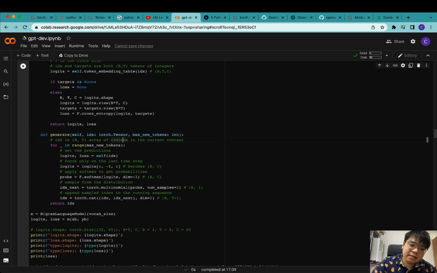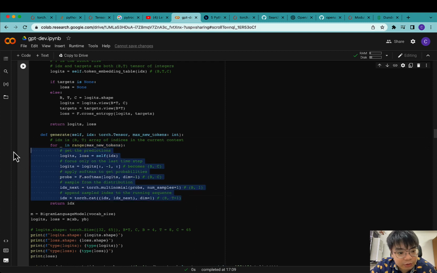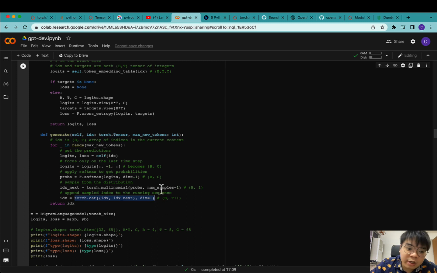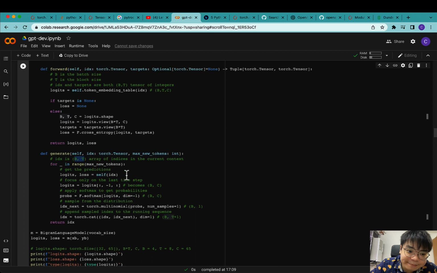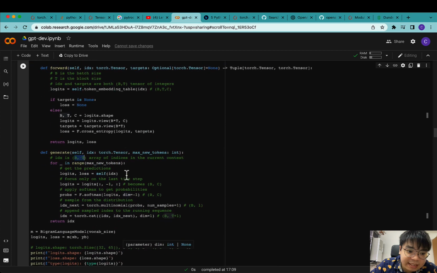Okay, so this is a two-dimensional tensor for idx, and for each of the range in the max_new_tokens, you are generating up to max_new_tokens, I guess. So if you pass in 100 here, then you're going to do this 100 times. And for each time, it seems that we are generating one additional word at the back. So idx in this case represents a batch of block size. So the block size, let's say T is 8.